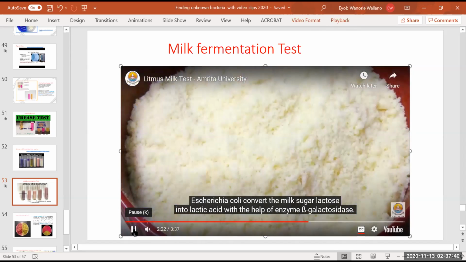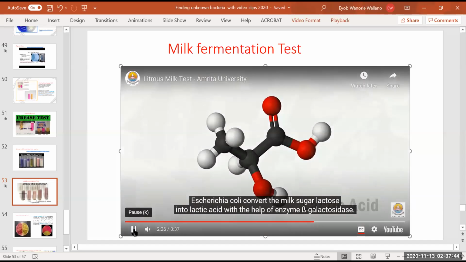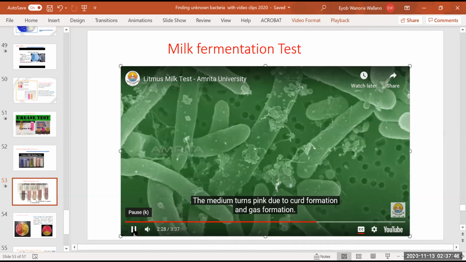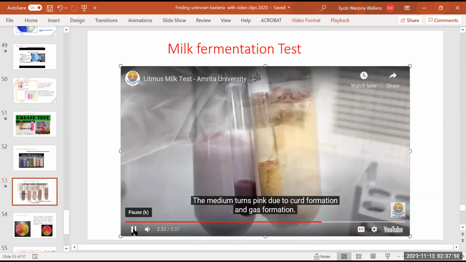Escherichia coli converts the milk sugar lactose into lactic acid with the help of the enzyme beta-galactosidase. The medium turns pink due to curd formation and gas formation.